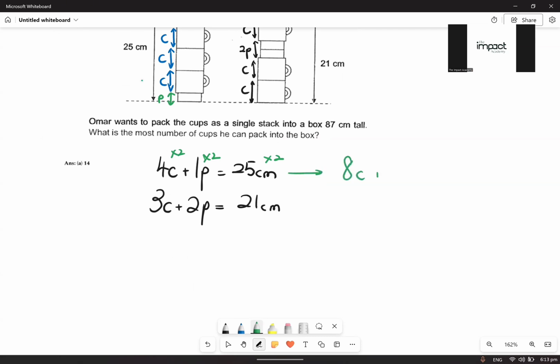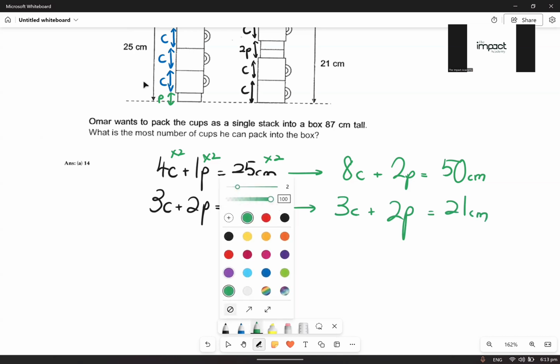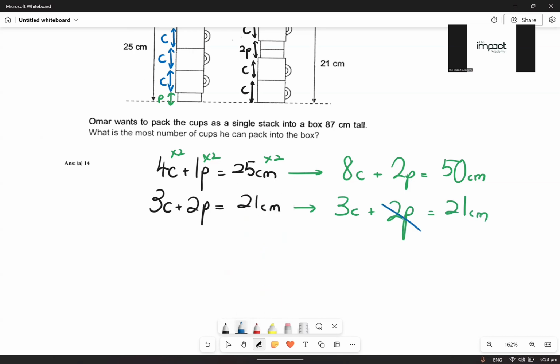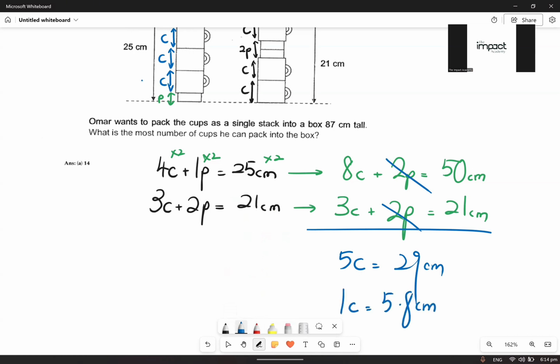So 8 cups plus 2P is equals to 50 cm. Do you understand or don't understand? 3 cups plus 2P is equals to 21 cm. Is this something that you can understand? Very good. Very good. Then your parts you have to cancel away. So 5 cups is equals to 50 minus 21. Make sense? Which is 29 cm. Find 1 first. 1C is equals to 5.8 cm. Agree or disagree? Yeah.